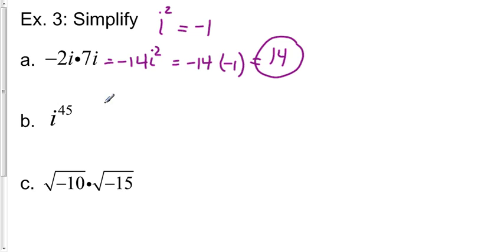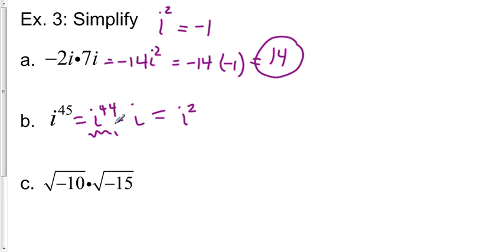Let's solve letter B. I've got i to the 45th power. Now i squared equals negative 1, yes, so I want to make this power even. So I'm going to split it up into i to the 44th times i. Now, 44, I'm going to rewrite this so that I'm using a base of 2. Let me show you how it works. I want to use i squared because I know that i squared is negative 1. So I'm going to rewrite this first part.